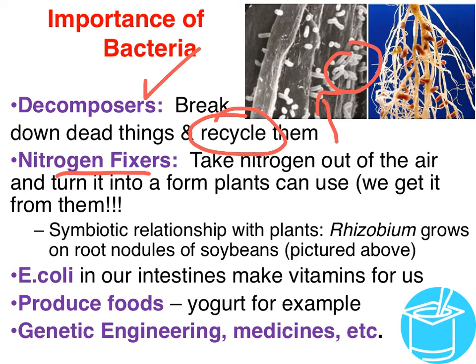We also have E. coli in our intestines that help us break down our food and help produce vitamins. Now, E. coli can be dangerous in other places, but in our intestinal and digestive tracts, it's very beneficial to us. They are important in the production of foods, for example, like yogurt. Scientists use them in genetic engineering and in research they do with new medications and stuff.